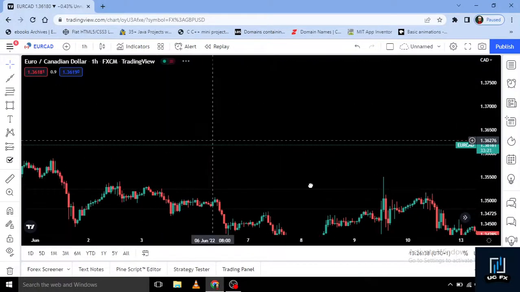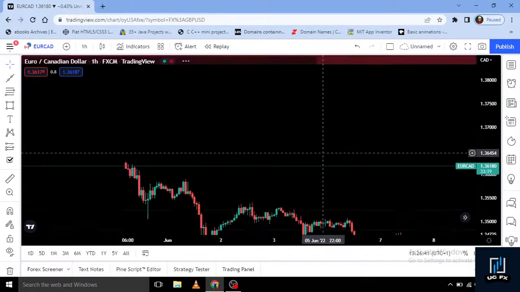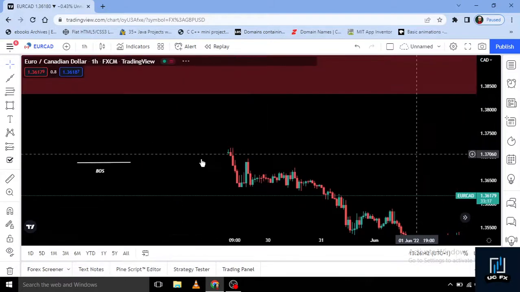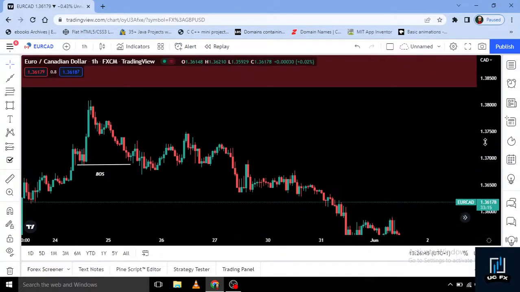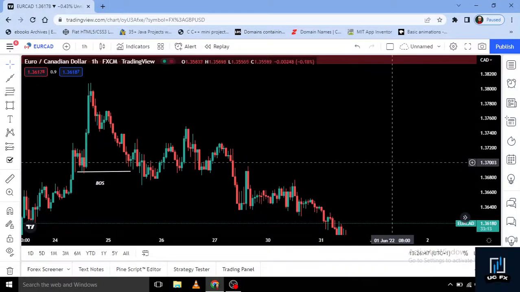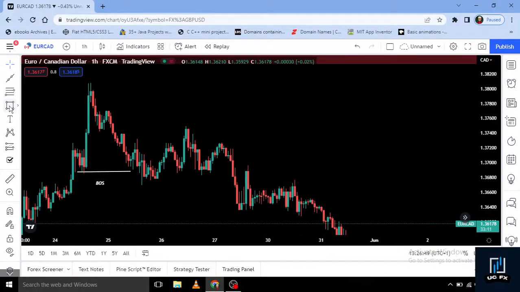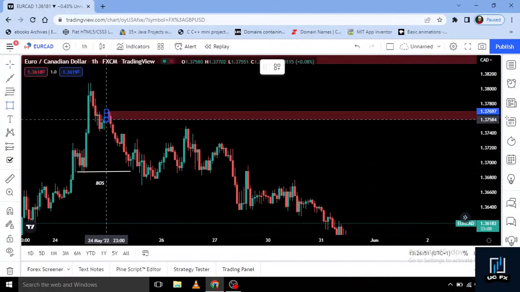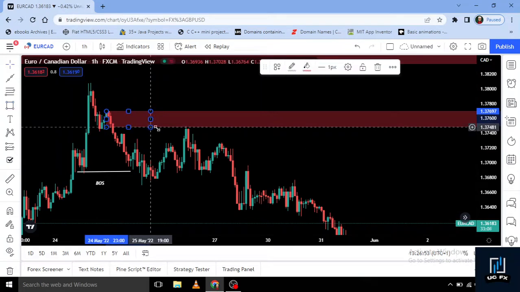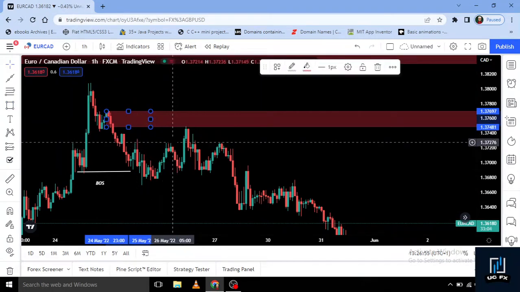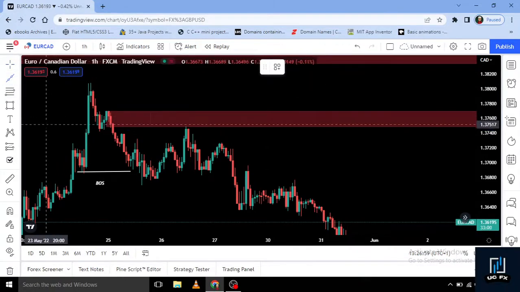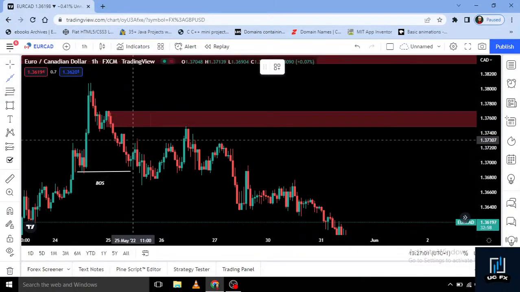So let's check it out. Here we are on the 1 hour time frame. As you can see, we have a nice order block sitting here, just slightly above liquidity. You see we have another liquidity inside this zone, so you have to be marking this stop out as well.